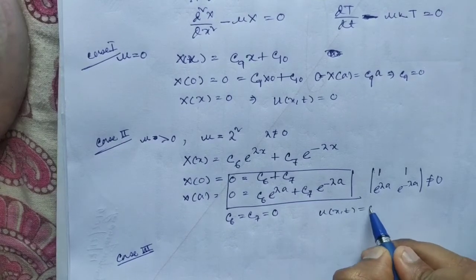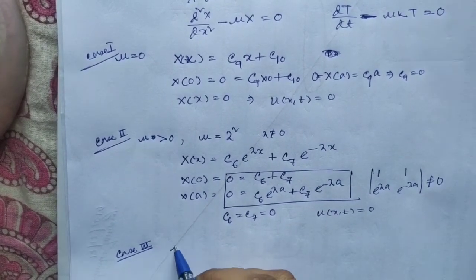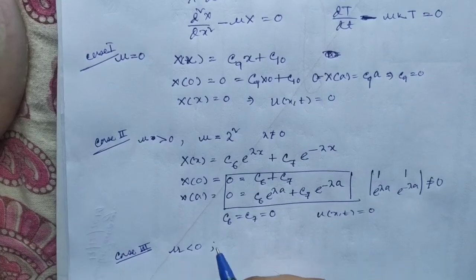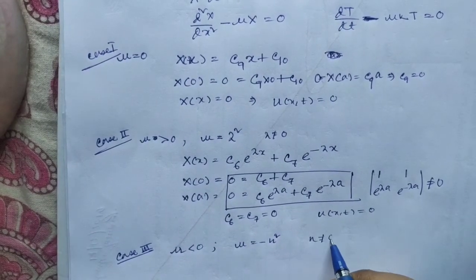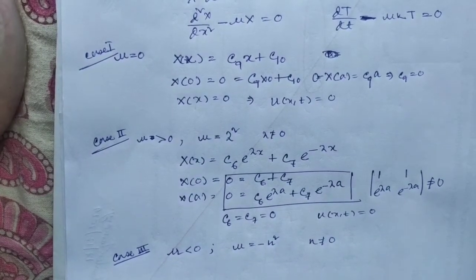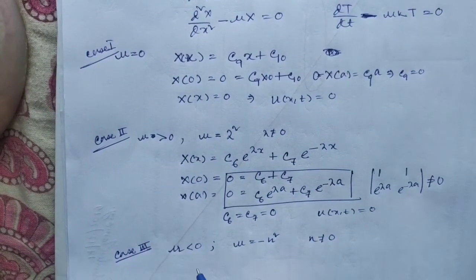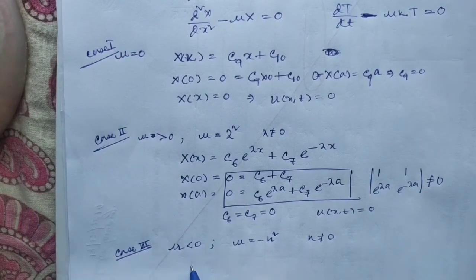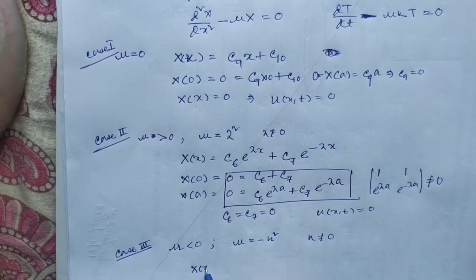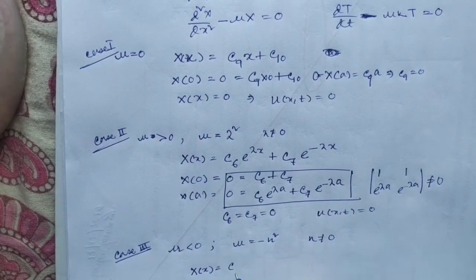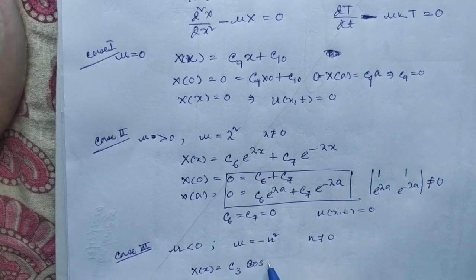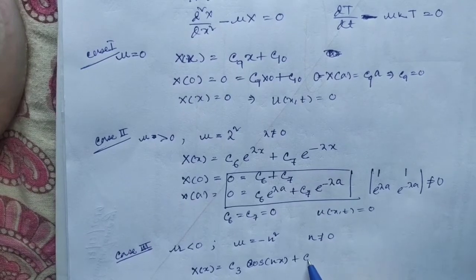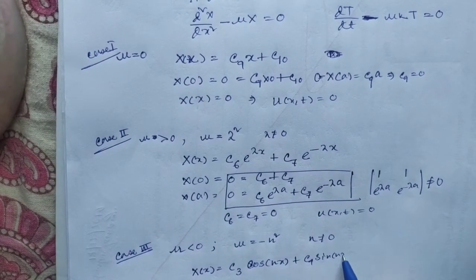Let me write it here. So case 3, we have chosen mu less than 0, and mu is equal to minus n square, n not equal to 0. Then your solution should look like X(x) equal to C3 cos(nx) plus C4 sin(nx).